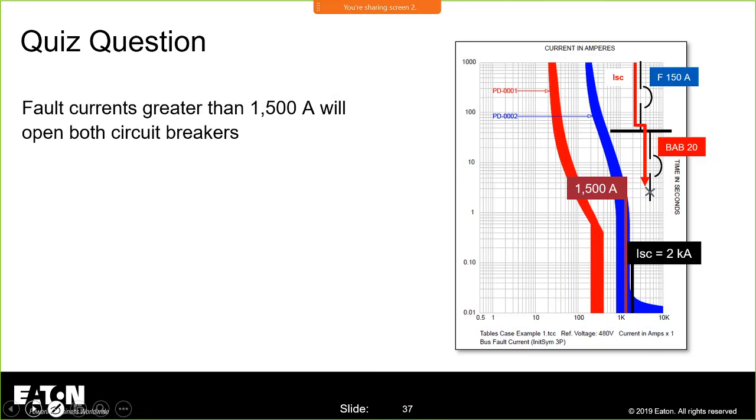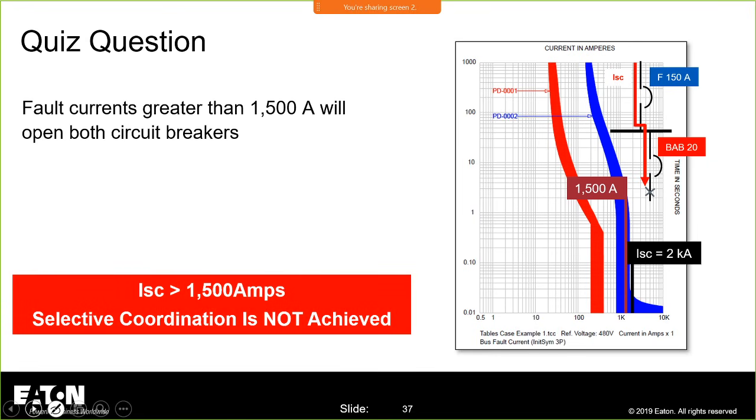But what happens when my fault current is greater than 1500 amps? In this case, 2000 amps, or it could be 10,000 amps. I know based upon those tables, because remember, the tables that we publish tell you the current value beyond which they're both going to open. So for a 2000 amp fault or a 10,000 amp fault, whatever the fault current is greater than 1500, I can tell you with a very high level of confidence they will both open.